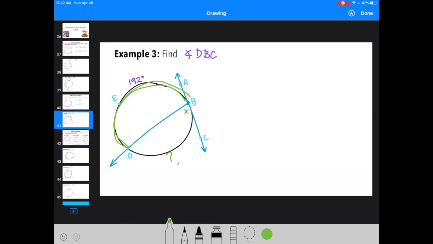All the angles around the circle add up to equal 360. So I can take 360, subtract 192 to equal that measure. So 360 minus 192 is going to be 168 degrees. Now that I know that arc measure, I can take that arc measure, divide by 2 to equal my angle measure, giving me an answer of 84 degrees.